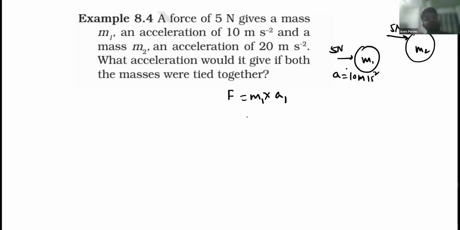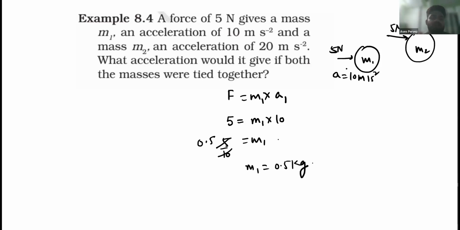Got it? Yes, sir. So 5 equals m1 into a1, and a1 is 10. Now m1 is equals to 5 by 10. When you cut it, you will get 0.5. So m1 is equals to 0.5 kg. Similarly, calculate m2.